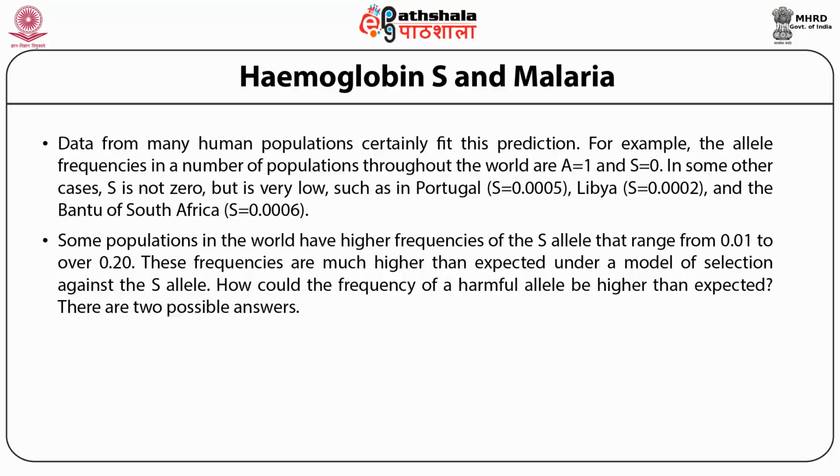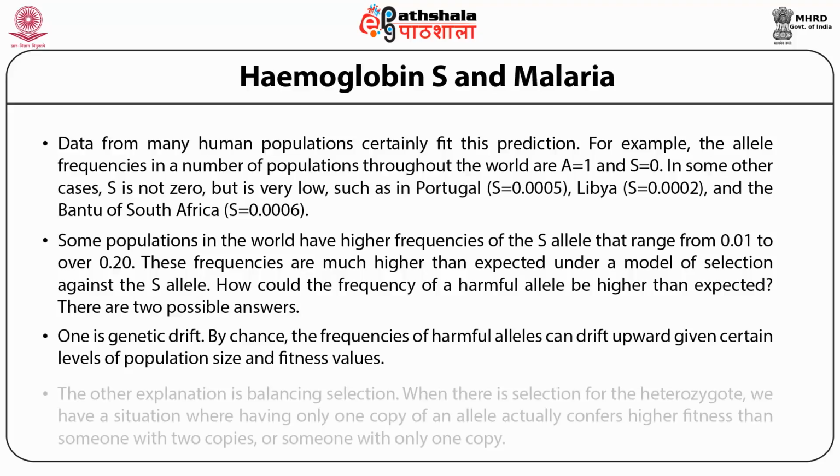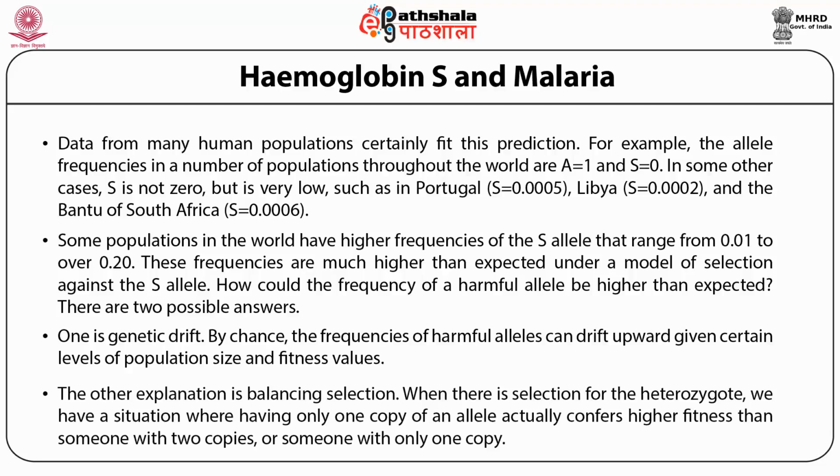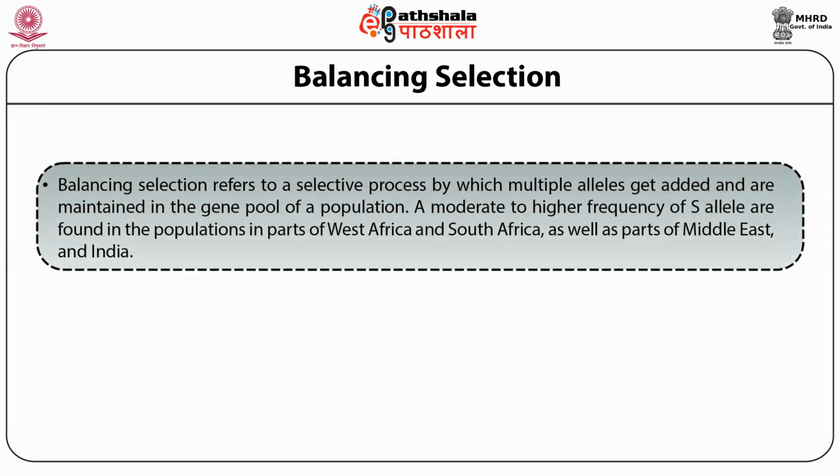There are two possible answers to this situation. One is drift, meaning that by chance the frequency of the harmful allele has drifted upward. The other explanation is balancing selection, when the heterozygote, as we see in this situation, confers higher fitness than the two other genotypes. Balancing selection refers to a selective process by which multiple alleles are maintained in the gene pool of a population.